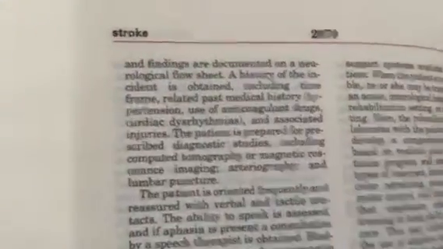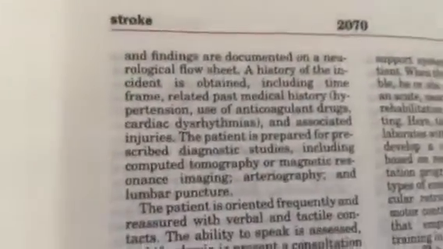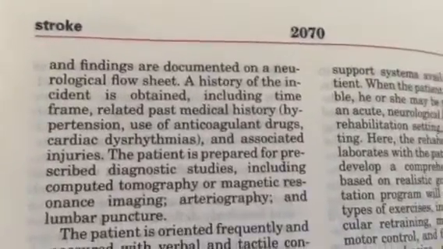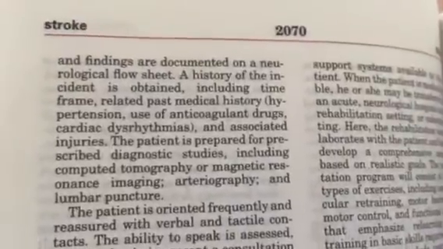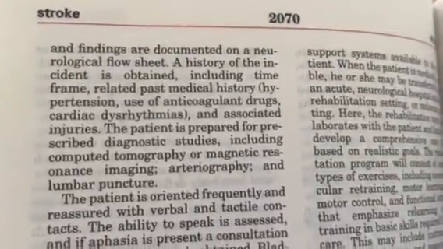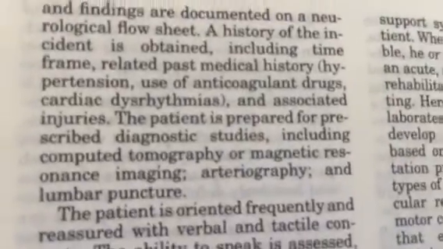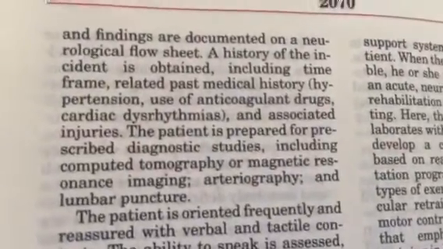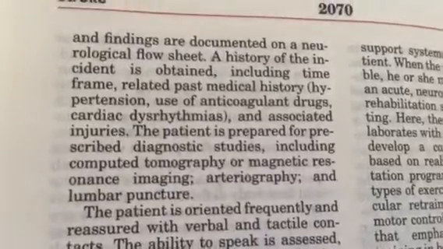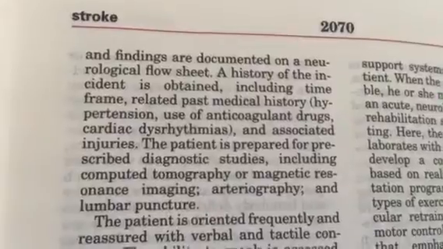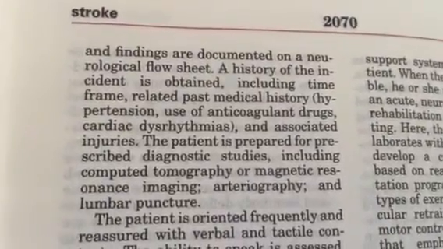Deterioration or improvement, and findings are documented on a neurological flow sheet. A history of the incident is obtained, including time frame, related past medical history, hypertension, use of anticoagulant drugs, cardiac dysrhythmias, and associated injuries.